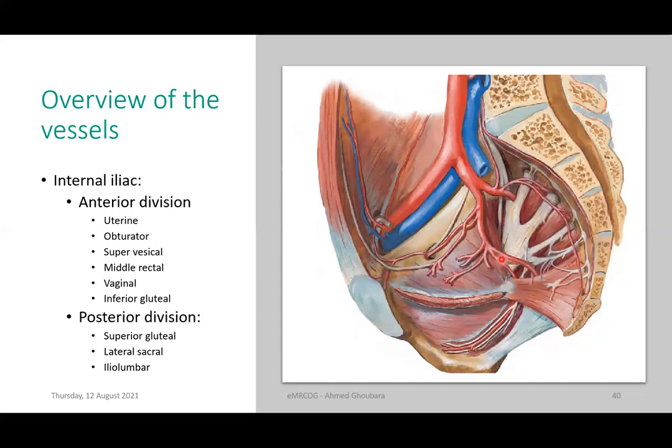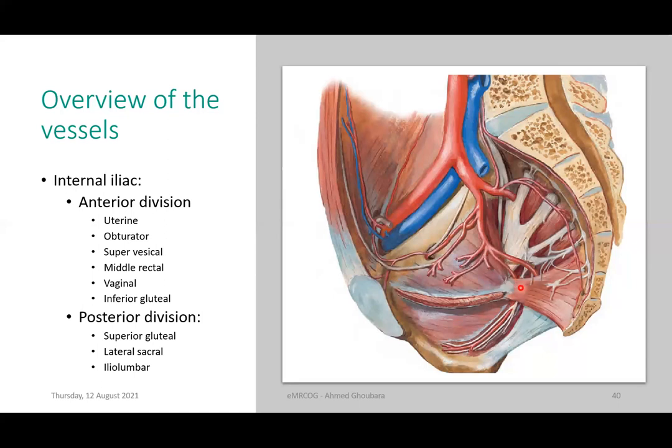And the terminal branch, the last branch it gives is the... no, it's not. Wow, this is a mistake. The terminal branch is the internal pudendal artery, this one. This is one of the most important branches of the internal iliac artery, the internal pudendal artery.